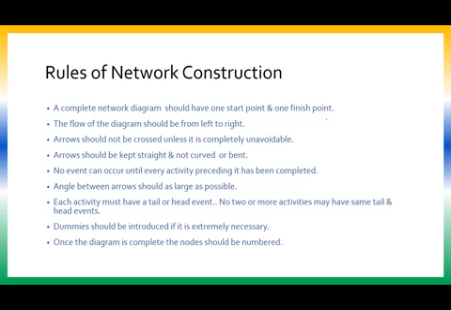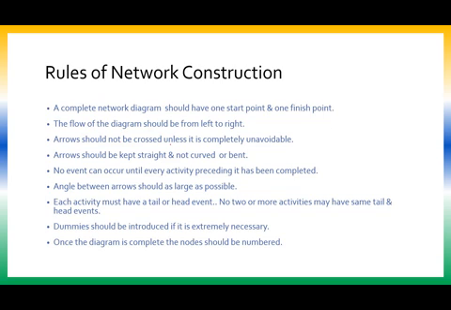Multiple ending points not allowed. Multiple starting points not allowed. So you can have any number of nodes in between, but start node will always be 1 and the end node will also be 1. Okay? The flow of the diagram should be from left to right. Always when I am drawing the network, from left to right, it has to go. That is, all the arrows should be moving towards right. No backward movement. Okay? Understood?